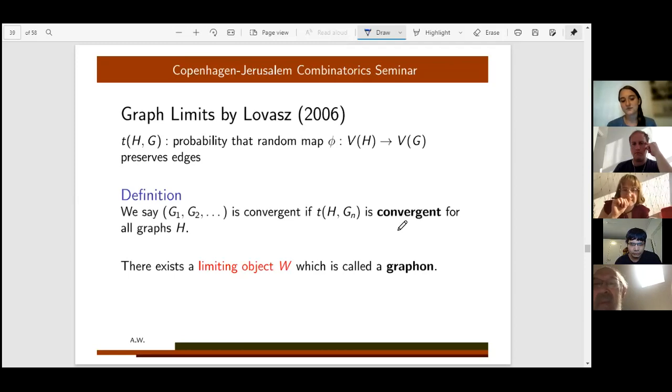Then Lovász showed that there actually exists a limiting object W, and he called this limiting object a graphon. And it is some type of infinite graph, but it's not countably infinite. And in the next slides, I will try to explain and give an intuition of what this limiting object is. And this is really going to be mostly talking about graphs and graph theory now.